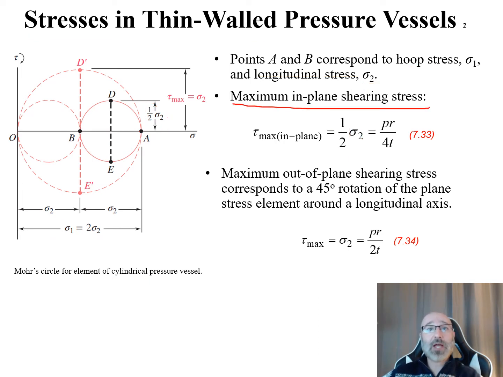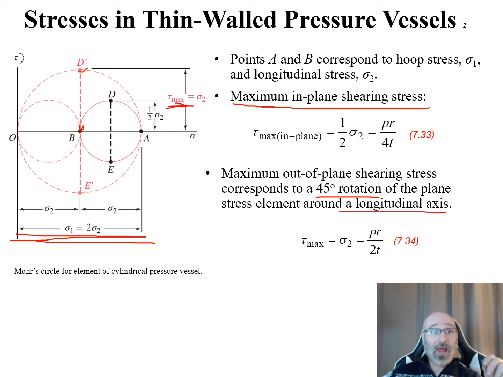If we want to look at our maximum out-of-plane shearing stress, this corresponds to a 45-degree rotation of the plane stress element around our longitudinal axis. So this is our tau max right here. So if we know this whole diameter right here is our sigma 1, then we know that this distance from our point B to point D prime right there, which is our tau max, is going to be equal to half of sigma 1.